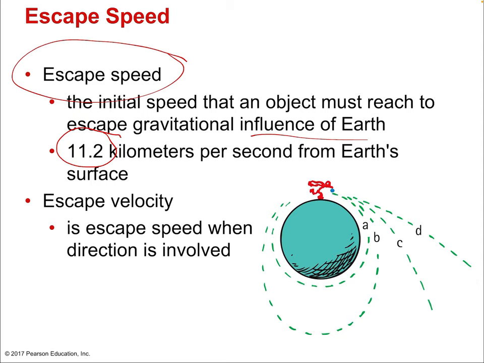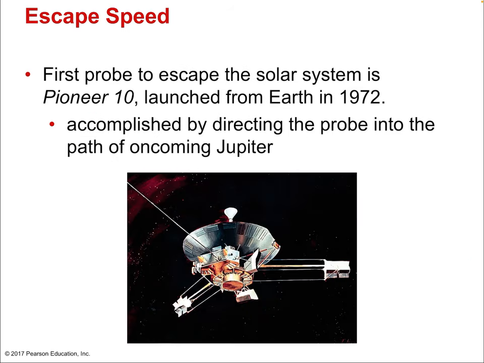Almost twice as large. So the escape velocity is the escape speed when direction is involved. So if you hear someone talk about escape velocity or escape speed, they're the same thing. The difference is velocity means direction. Speed is just a value, okay? So the first probe to escape the solar system, that would have a solar escape speed, was the Pioneer 10, which was launched back in 1972. And it accomplished this by directing the probe into the path of oncoming Jupiter, which gave it something called a gravitational slingshot, which, by the way, is all about conservation of momentum, okay?